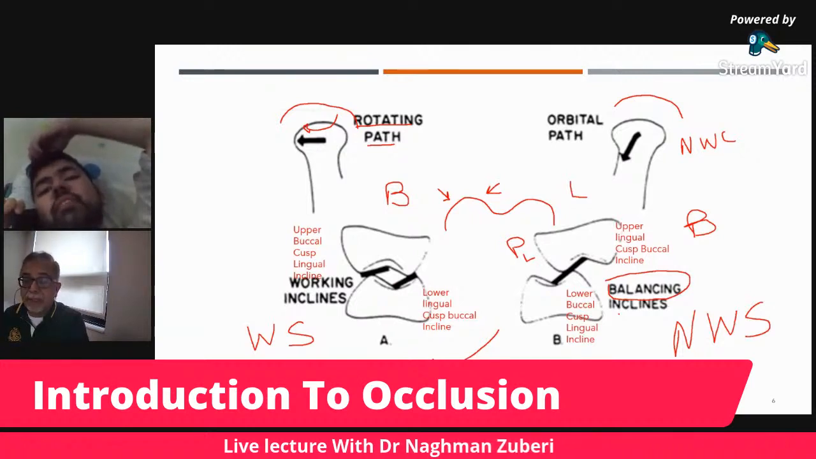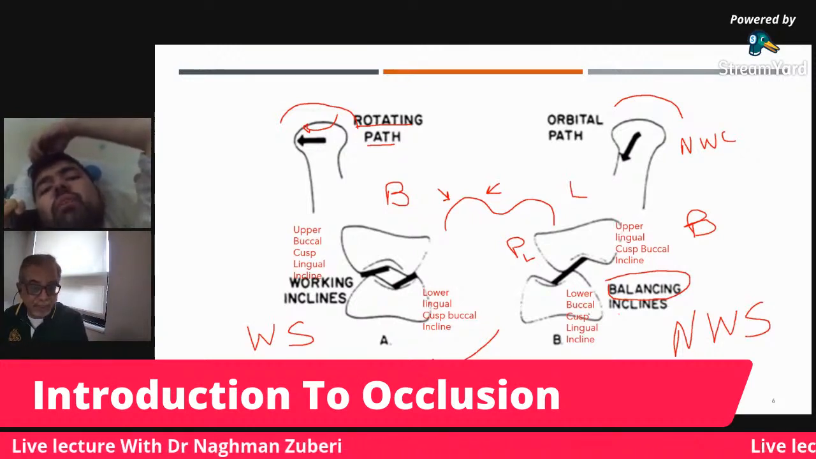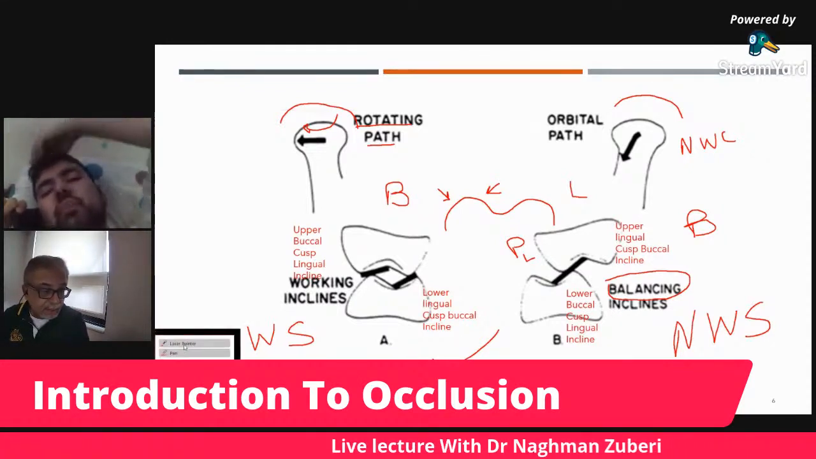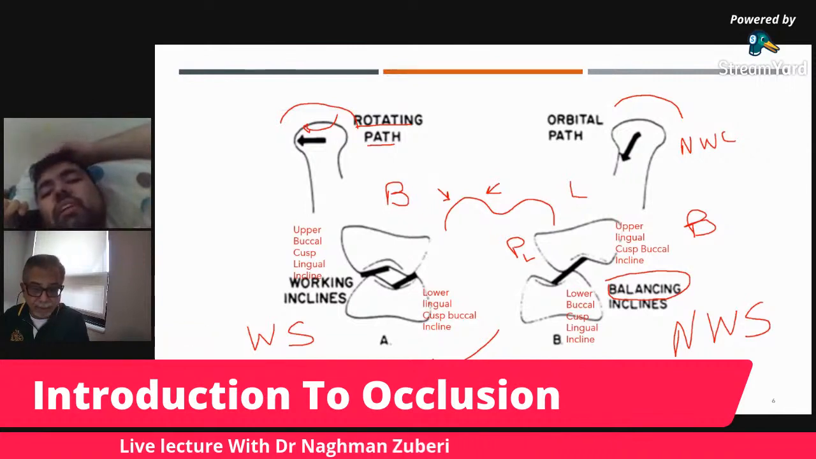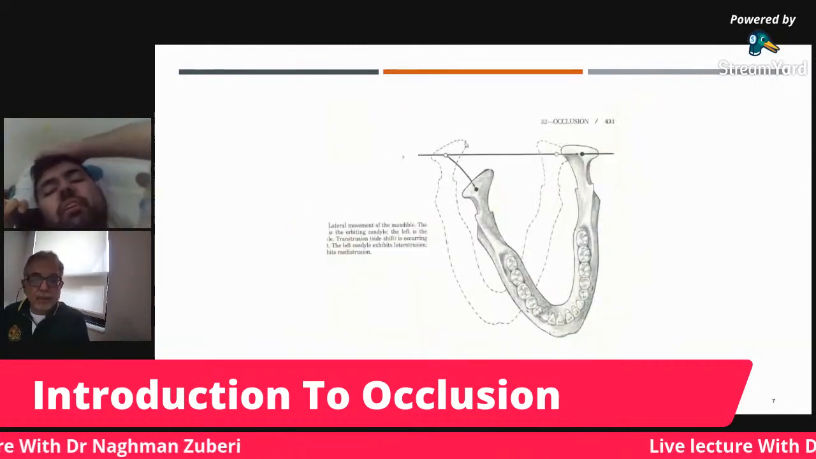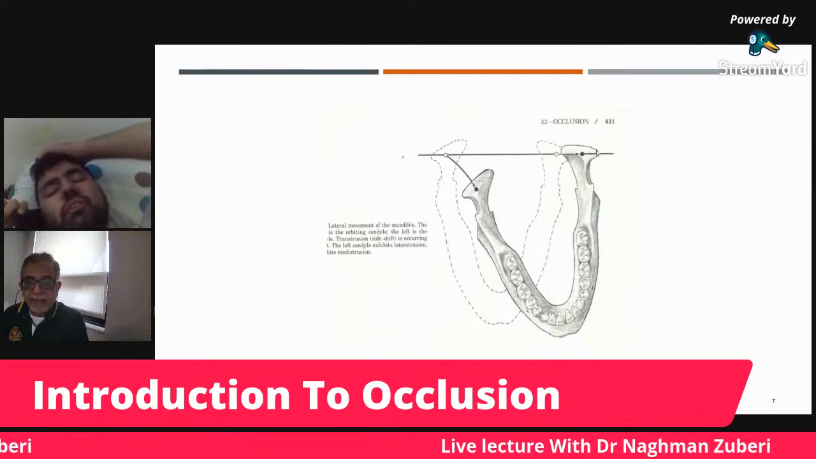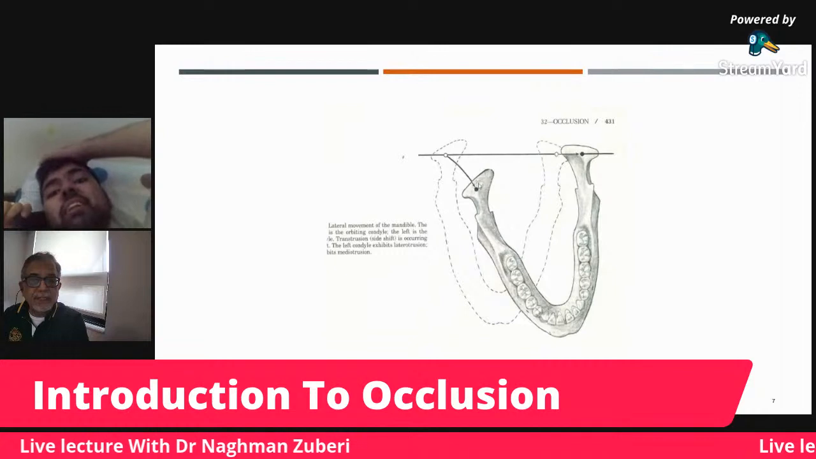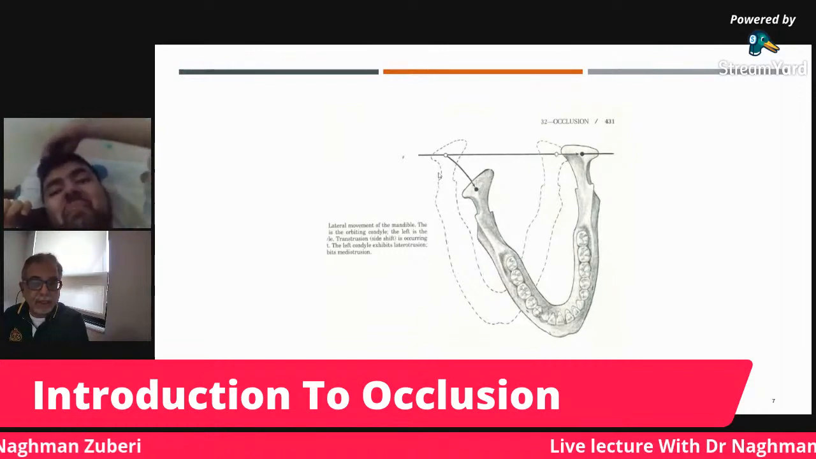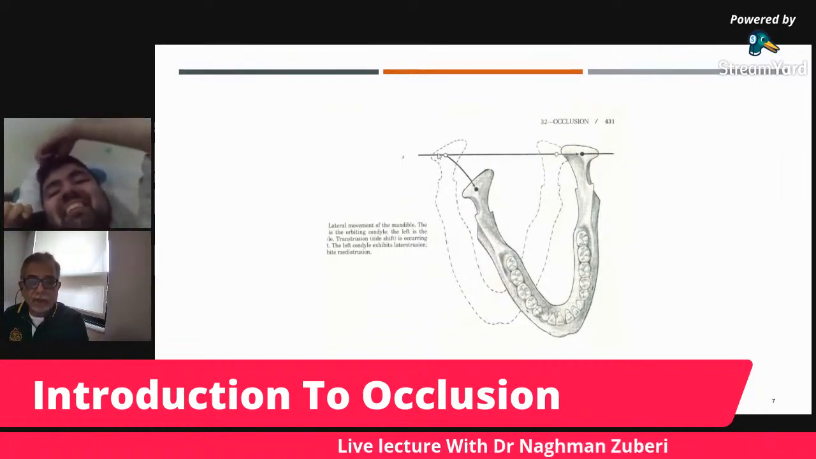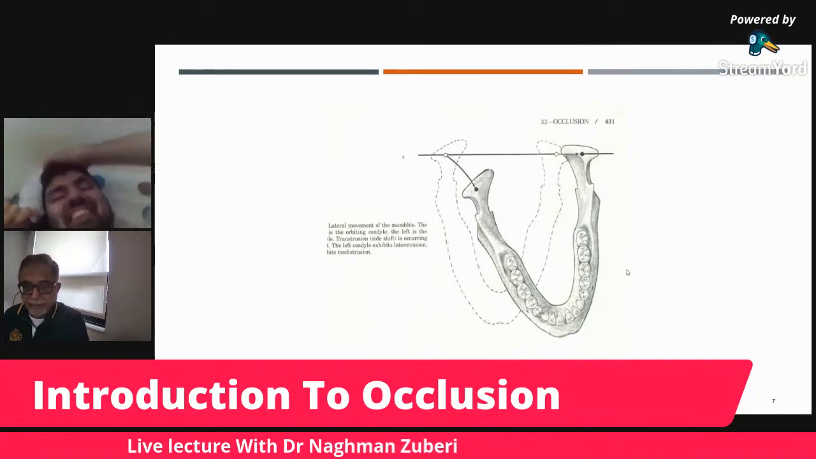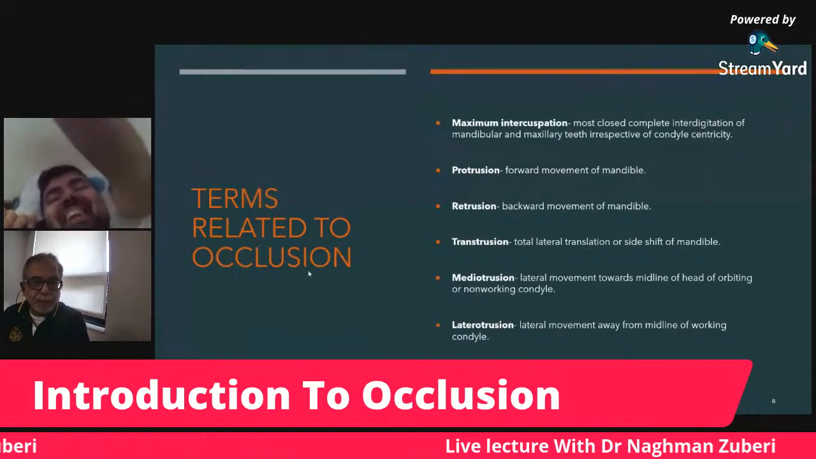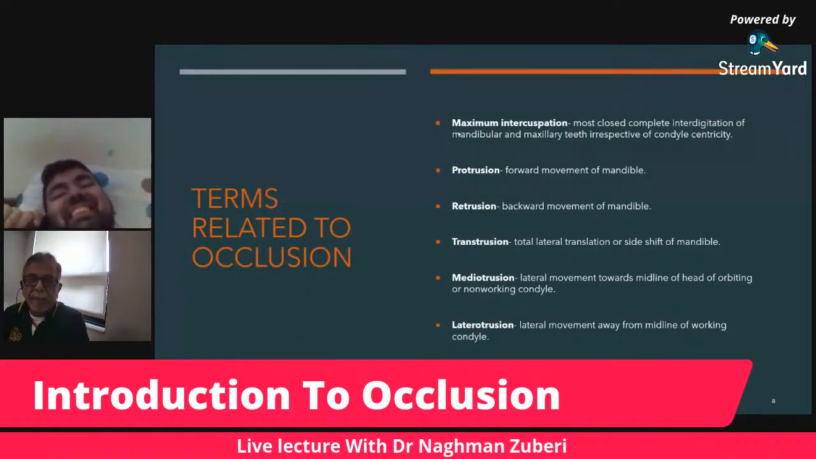We are talking at the moment about the natural dentition. Just a minute, let me come back to this. Yeah, so over here again, this is the rotating condyle, and this is the orbiting condyle, or non-working condyle. There are certain terms which we will be using during our lecture.